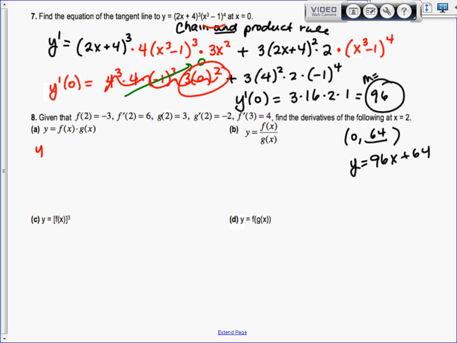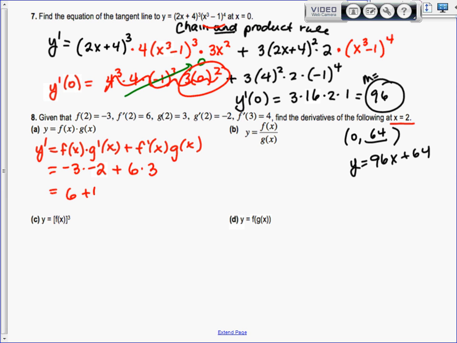All right, so here, y prime is going to use the product rule. So I'm going to have f of x times g prime of x plus f prime of x times g of x. It doesn't matter if you flip the two parts. If x equals 2, f of 2 is negative 3, g prime of 2 is negative 2, f prime of 2 is 6, and g of 2 is 3. So I get 6 plus 18, so I get 24. So 24 is your answer.